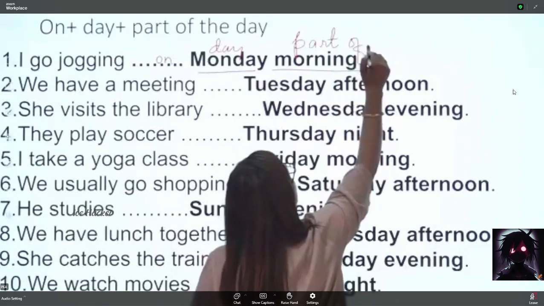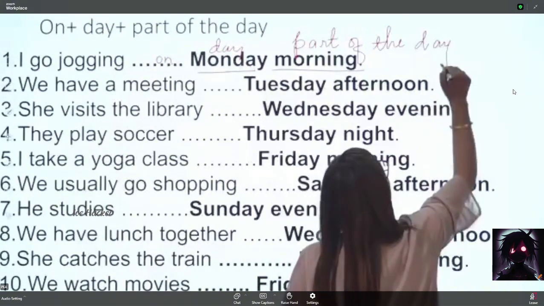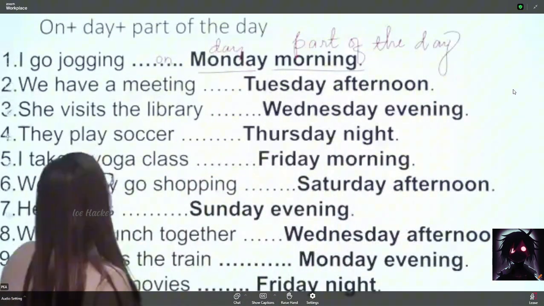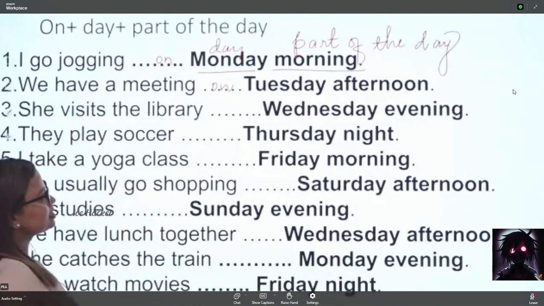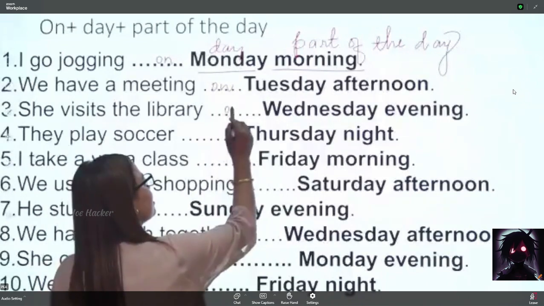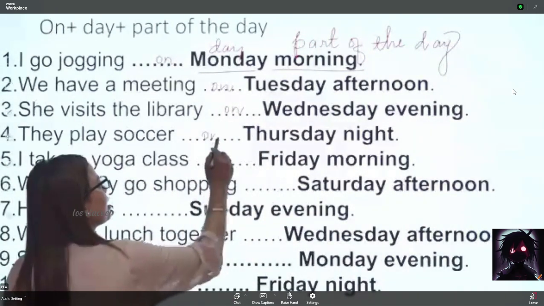Part of the day. Okay, now do. We have a meeting on Tuesday afternoon. She visits the library on Wednesday evening. They play soccer on Thursday night.